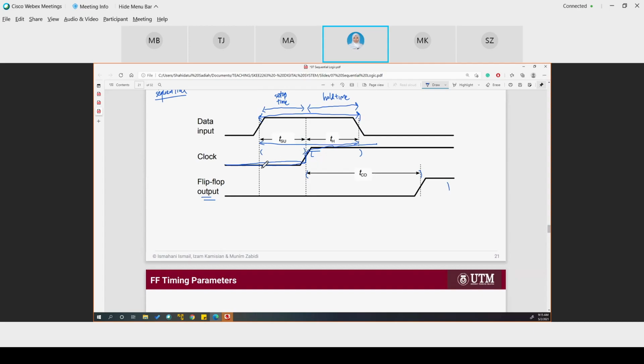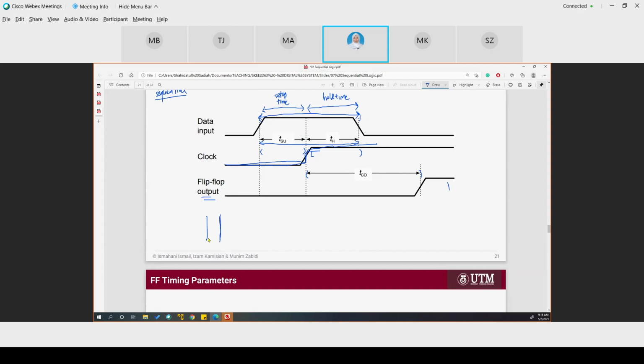Setup time is before the clock edge. This is the minimum time before the clock edge where the input must be stable. Because the input, physically, is just a voltage. Voltage 0 and 1, and it can be in between. Hope you still remember about the voltage.